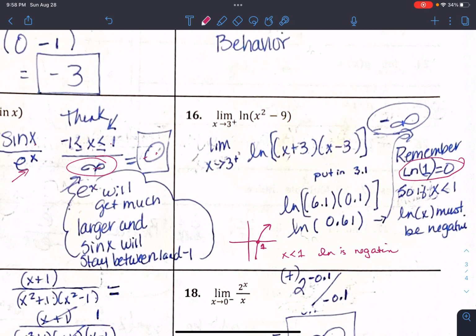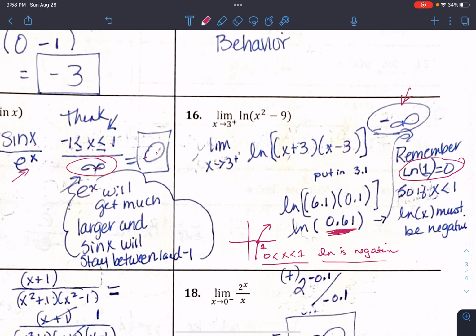So your answer, ln, is negative. If x is less than 1 and greater than 0, if it's between there and there, then ln is negative. But then at 1, it's 0, and then it gets bigger. So if you put in a number like 0.61, you get ln of 0.61. So x is less than 1. So that's why it's negative infinity.